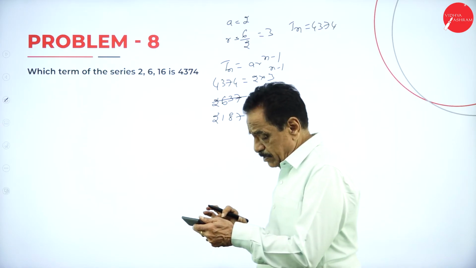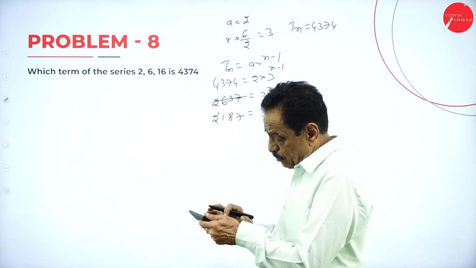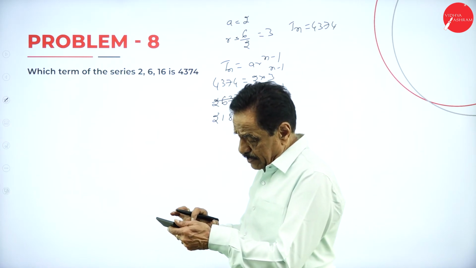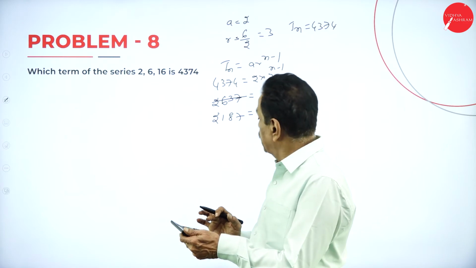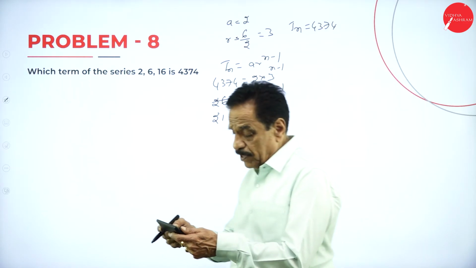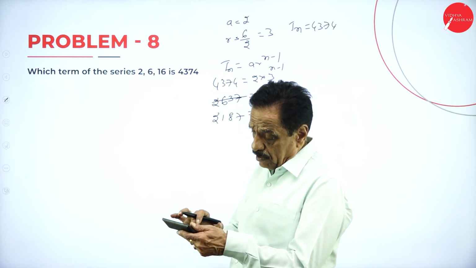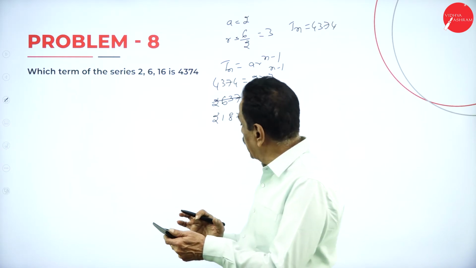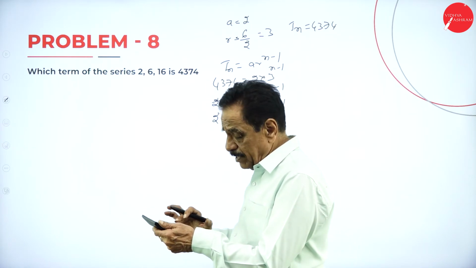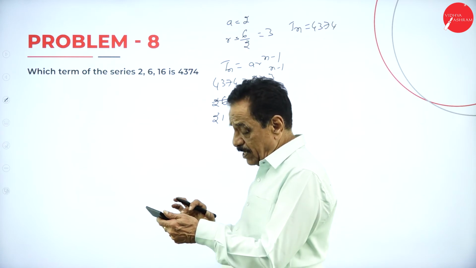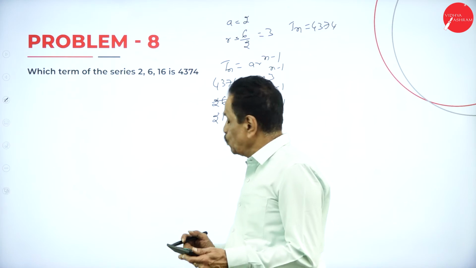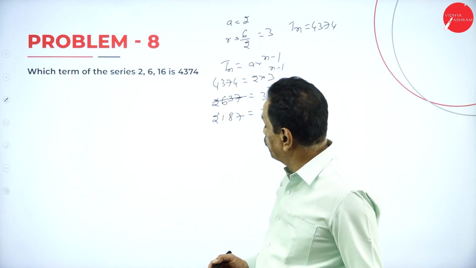2, 3, 4, 5, 6, 7, 7 times it will go. I will repeat: 2187. 3 to the power of 1 is 3, 2 is 9, 3 is 27, 4 is 81, 5 is 243, 6 is 729, 7 is 2187. 3 to the power of 7.